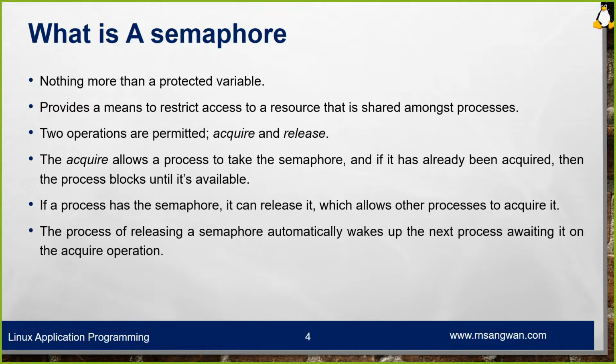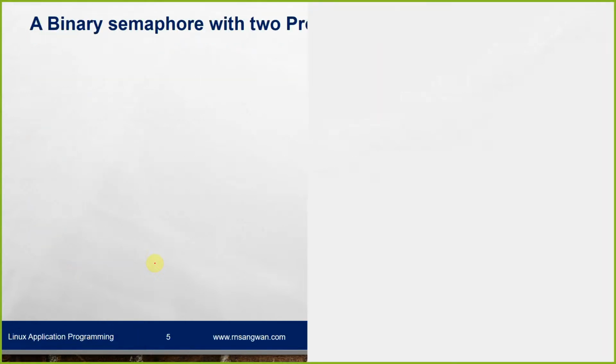That's the definition. So the process of releasing a semaphore automatically wakes up the next process waiting for the semaphore on the acquire operation. So you can see that it is a protected variable or a kind of lock, a named lock, which is acquired by a process, which can be used by other processes to protect the data.